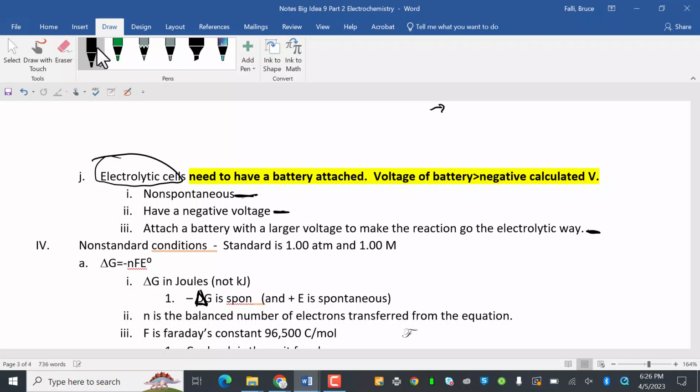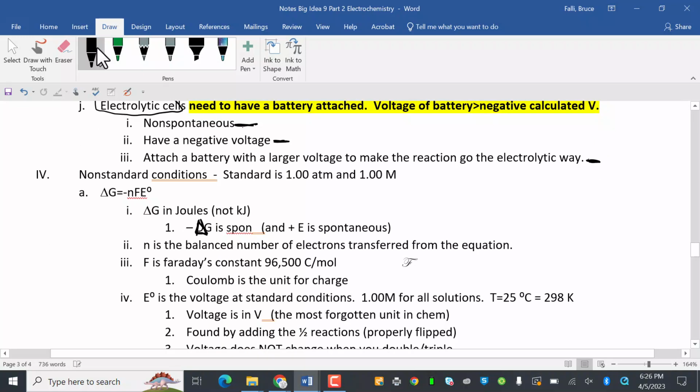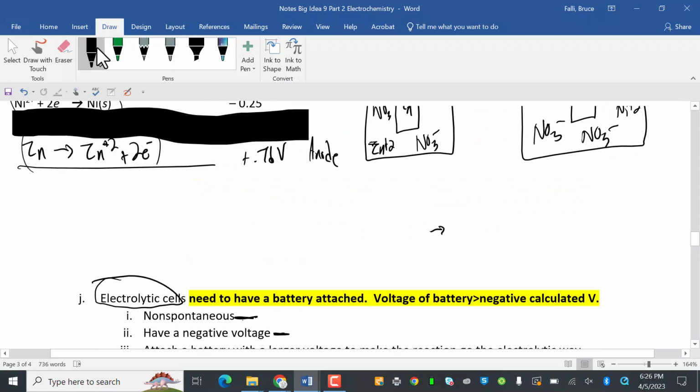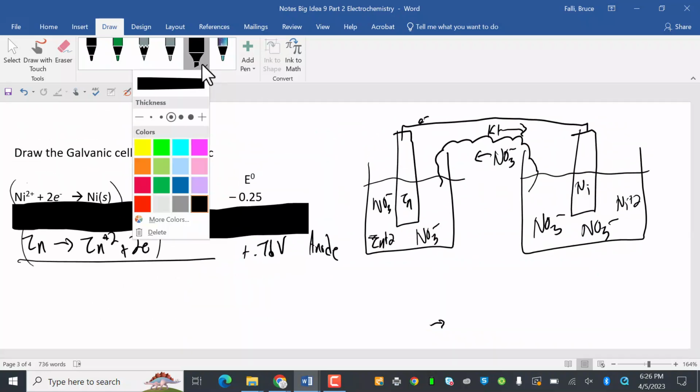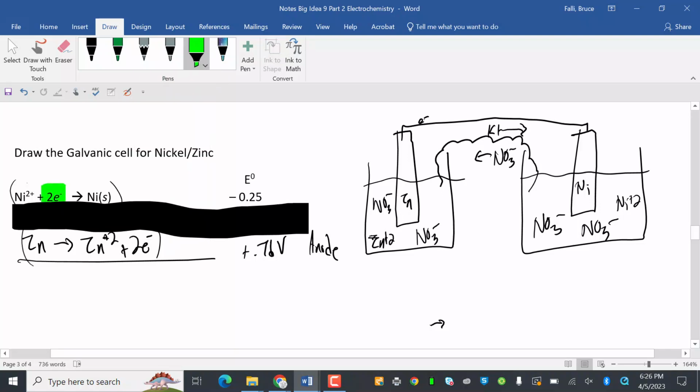All right. So these also have delta G's. Hey, I was wondering why this was in Big Idea 9. Delta G equals negative nFE. Okay? So delta G is in joules, not kilojoules like it was before. And remember, negative delta G is spontaneous. And this is another good one: positive E is spontaneous. n is the balanced number of electrons transferred from the equation. This one had 2. So we had 2 electrons on both sides.